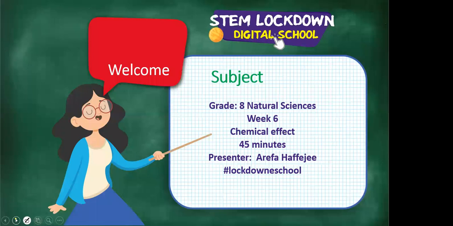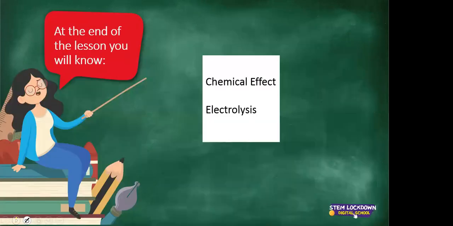We're on week 6, and we're going to be learning about the chemical reaction when we apply electricity to a substance. So by the end of this lesson, you'll learn more about the chemical effect and also electrolysis, and I'll explain what electrolysis is.